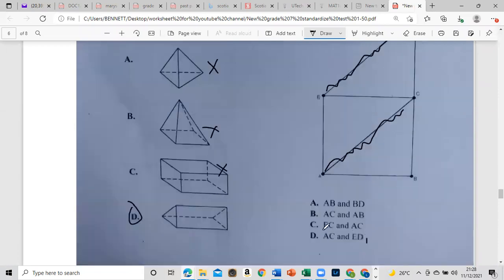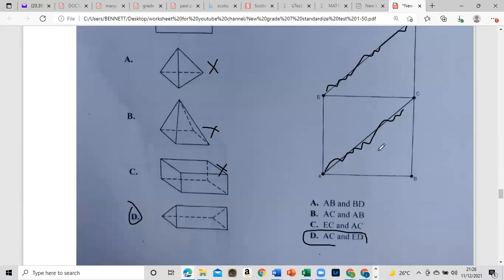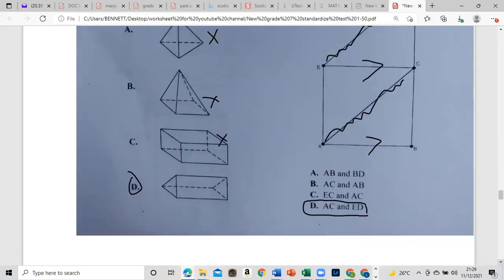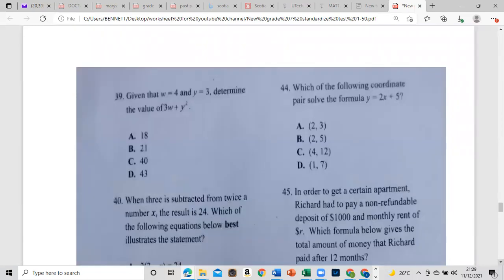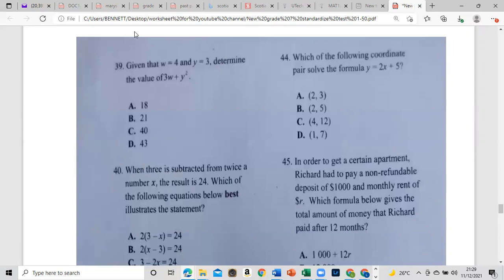Let us just investigate something. If they had said EC and AB, these two would have been parallel also. But they did not give us that as an option. So we have to use what they give us. Now 39, let me just maximize this one again.